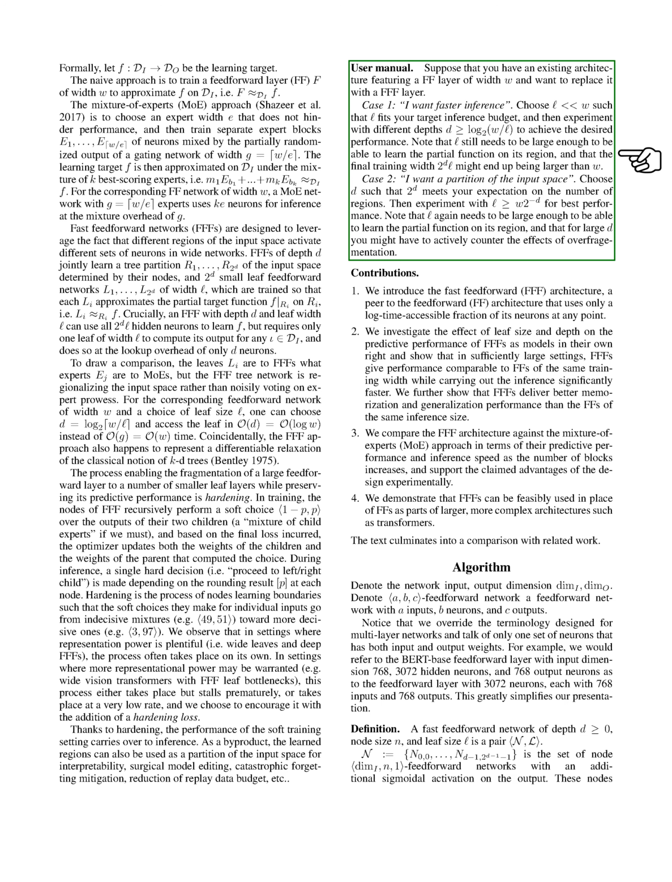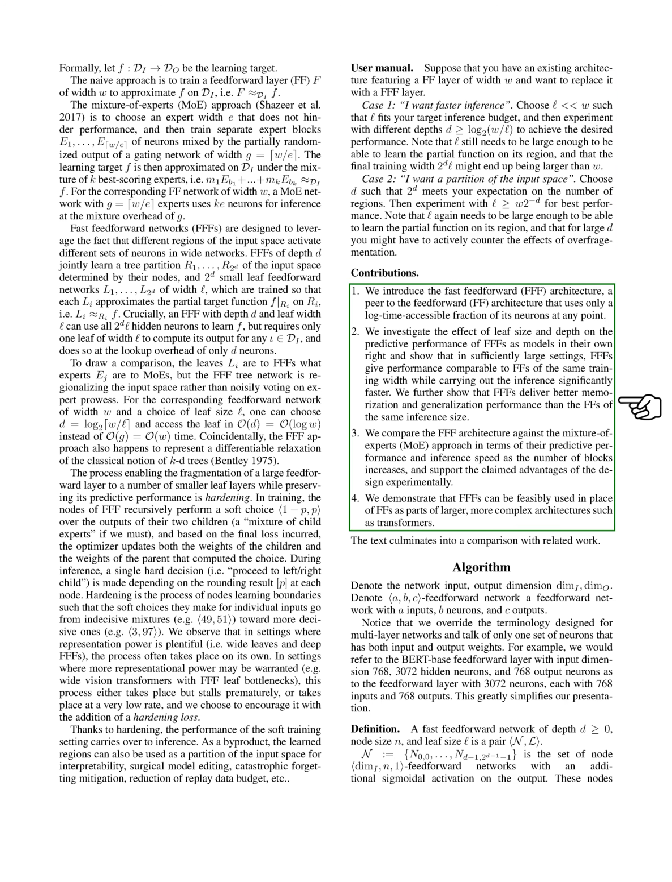Now, let's talk about our contributions. 1. We present the fast feedforward (FFF) architecture, a counterpart to the feedforward (FF) architecture. The FFF only uses a fraction of its neurons that can be accessed in logarithmic time at any given moment. 2. We explore how leaf size and depth impact the predictive performance of FFFs as standalone models. We find that in sufficiently large settings, FFFs perform comparably to FFs of the same training width but with significantly faster inference. Moreover, FFFs outperform FFs of the same inference size in terms of memorization and generalization.